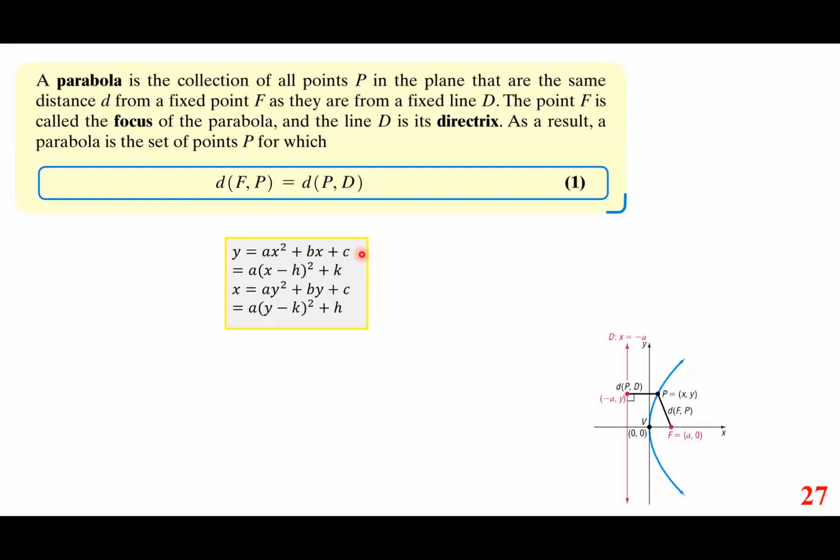Now we recall from intermediate algebra, y equals ax squared plus bx plus c. This opens up and it's in the form of a times x minus h quantity squared plus k. If it opens sideways to the left and right, it's second degree with respect to y, ay squared plus by plus c, and it's a times y minus k quantity squared plus h. This we already know.